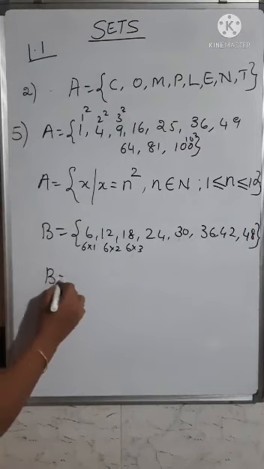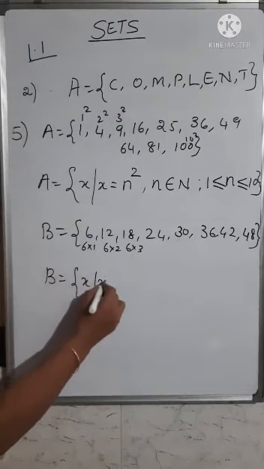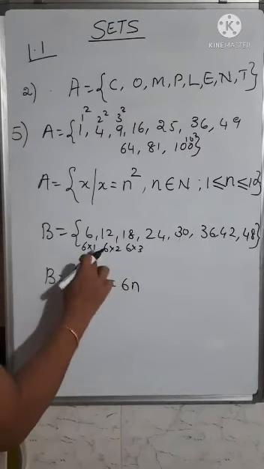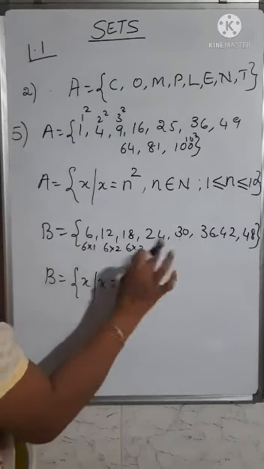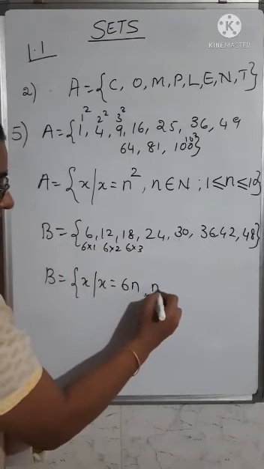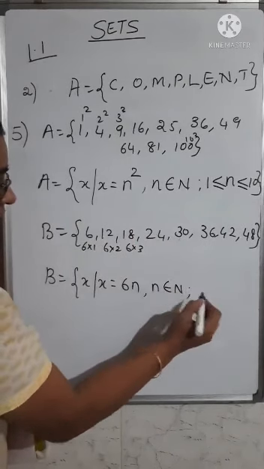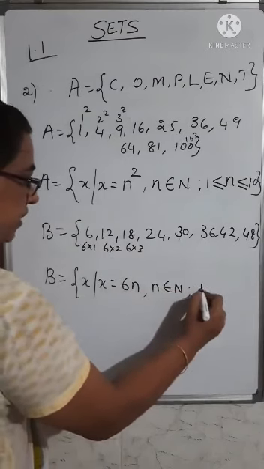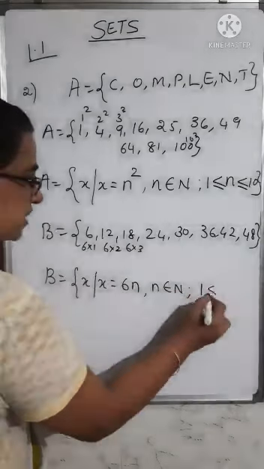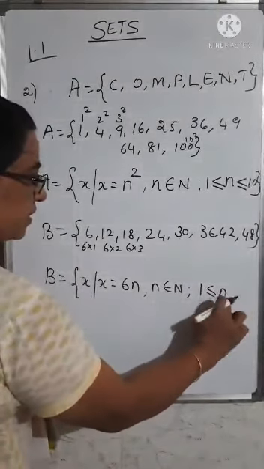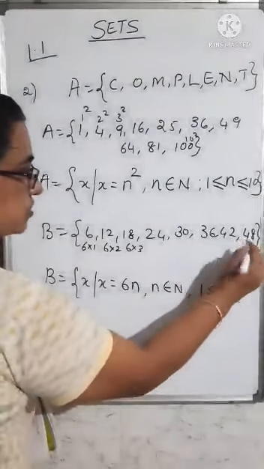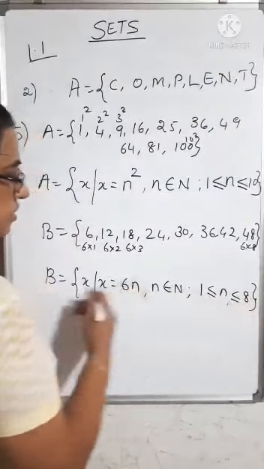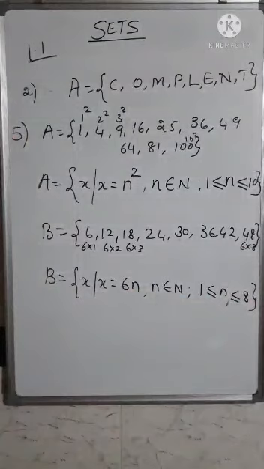So when you write this one, you have to write it as x, such that x is equal to 6 into n. n is the changing number, 6 is a constant number. Then further, n belongs to natural numbers, and further what is the limit you have got? Limit will be 1, the first number, less than or equal to n, less than or equal to, now this is 6 into 8. So the last number you have to take here. So like this you have to write it using the rule method.